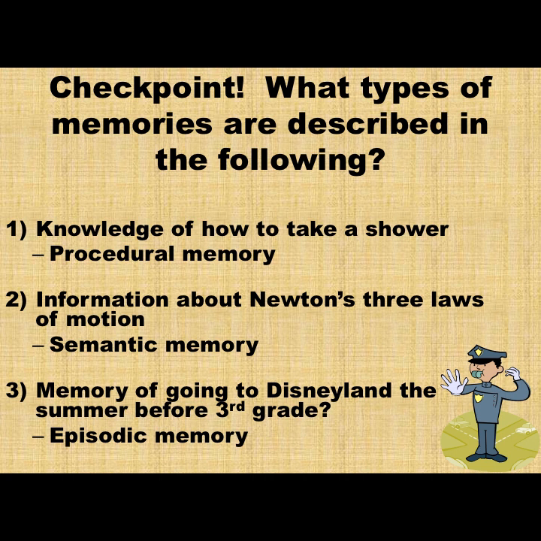Okay, finally, the memory of going to Disneyland the summer before third grade. What type of memory is this? Okay, I'll give you a few seconds, so just pause the video. Okay, did you come up with an answer? The correct answer is episodic memory, because this is memory of a specific event that happened at a specific time. You have specific ideas associated with it, and it all took place at a specific point in time, and specific things happened. Okay, let's move on.